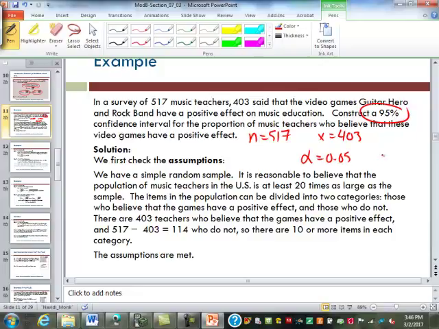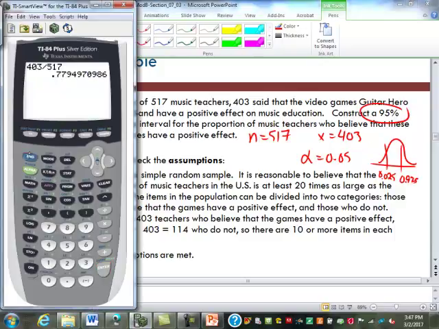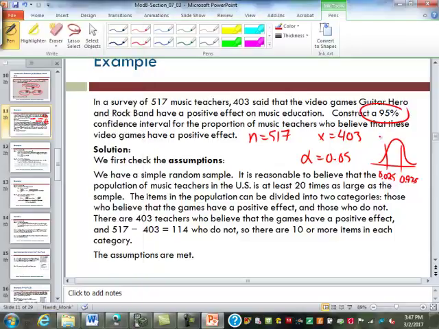Looking at a z-score, if we're looking at that curve, that 0.05 is split to the sides, so this is going to be 0.025 again. It's going to be 0.975. If we did it on the calculator, the inverse normal, we get negative 1.960. So 1.960 is our critical value.